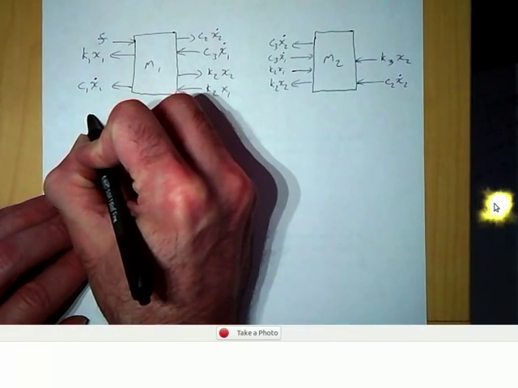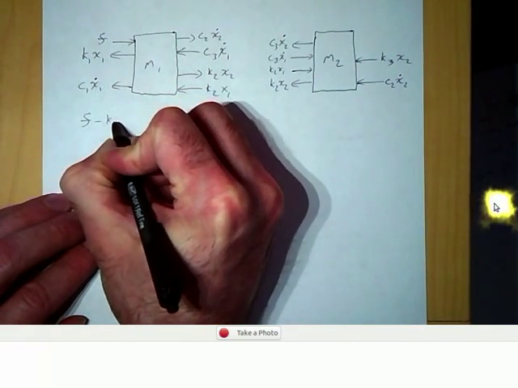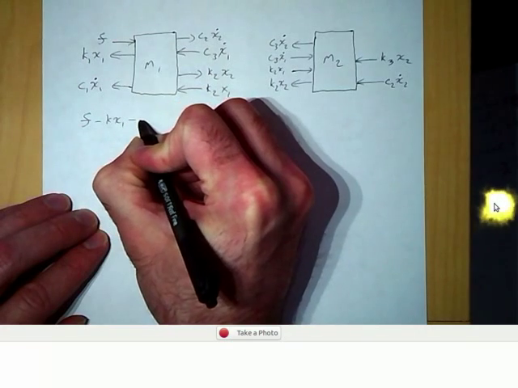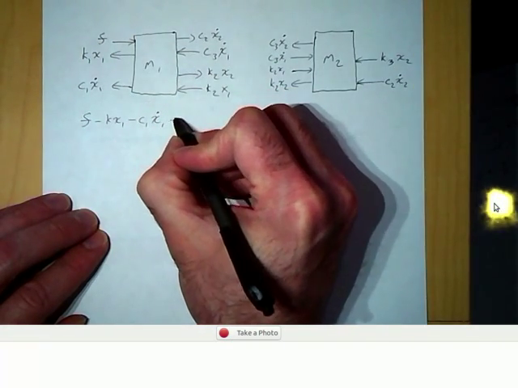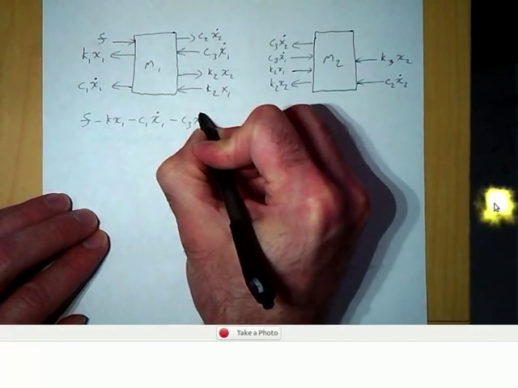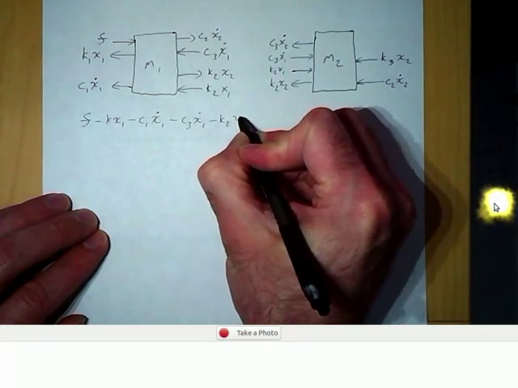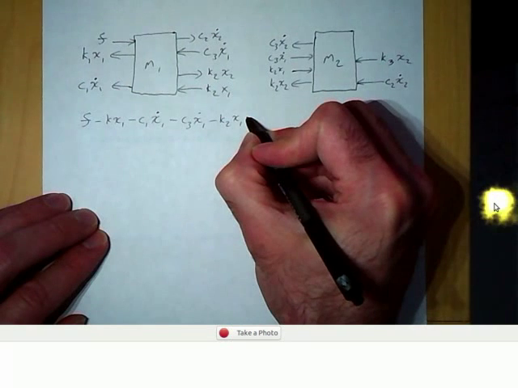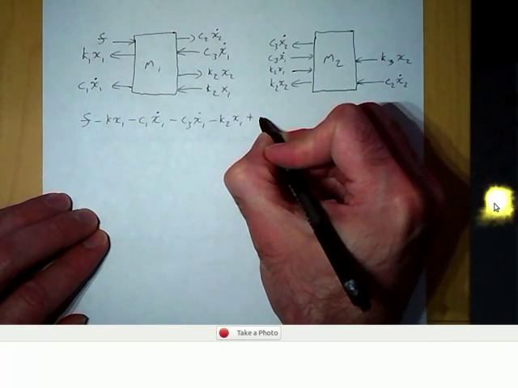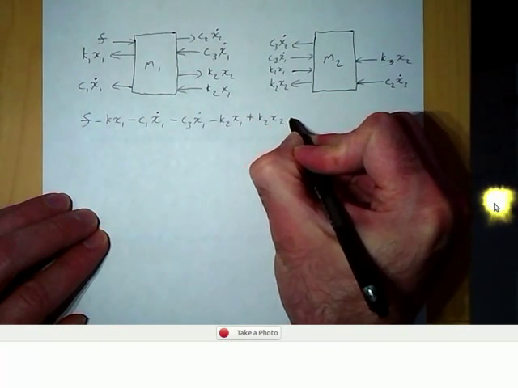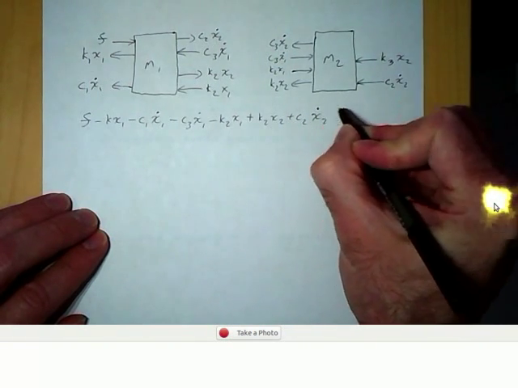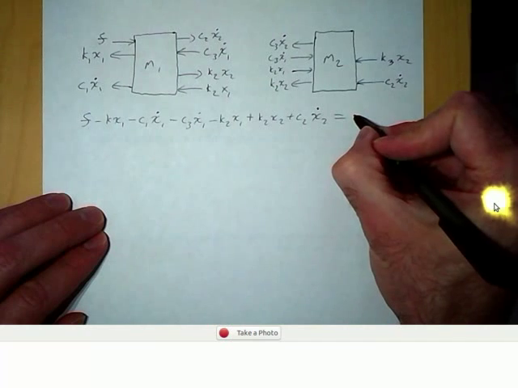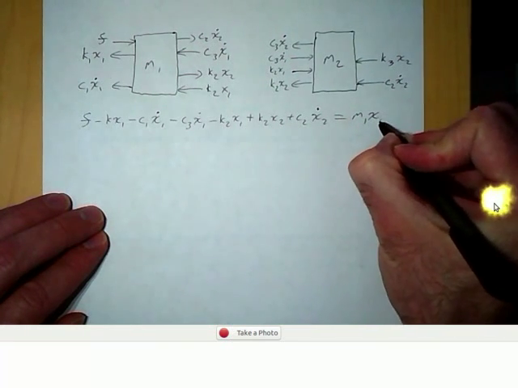So we have F minus K1 X1 minus C1 X1 dot minus C3 X1 dot minus K2 X1 plus K2 X2 plus C2 X2 dot. That's all the forces acting on it, and that is equal to M1 X1 double dot.